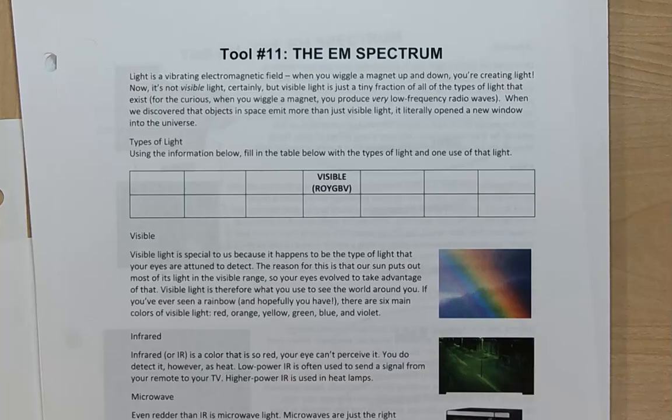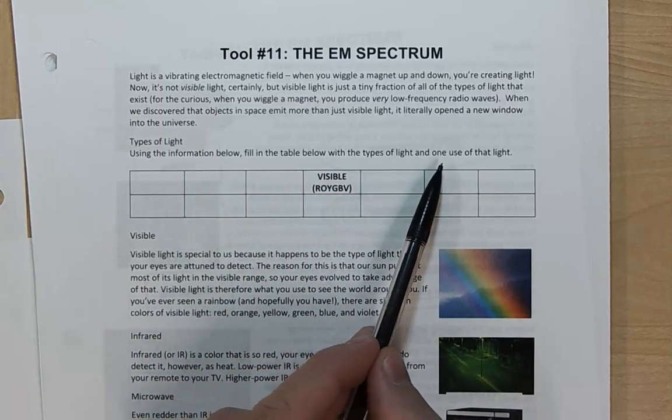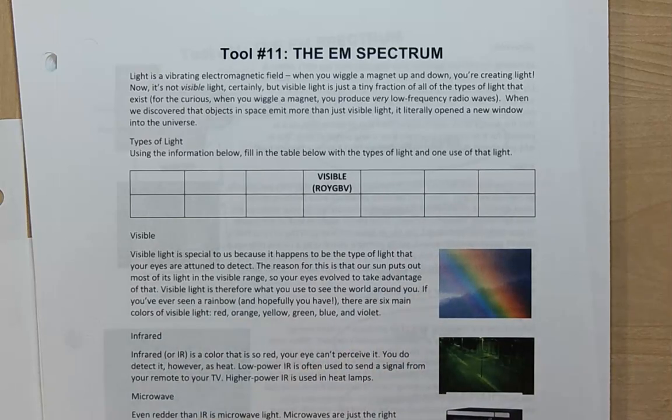For all the reasons we were talking about before, it's helpful to know about the nature of light and what kinds of light you can see in the whole electromagnetic spectrum. So, let's fill out our spectrum here, right? Use the information below, fill in the table below with what types of light and one use for the light.